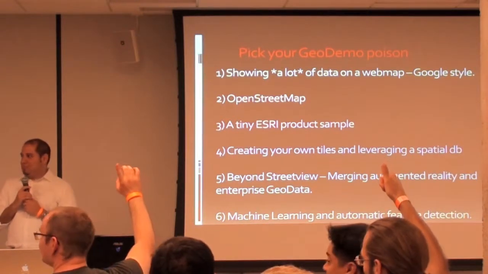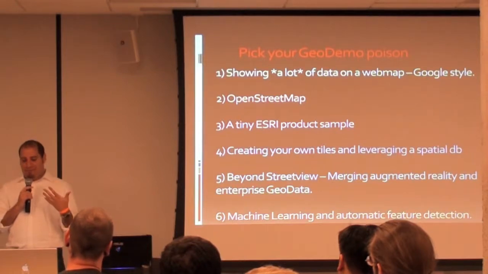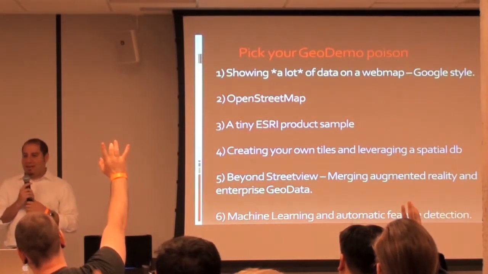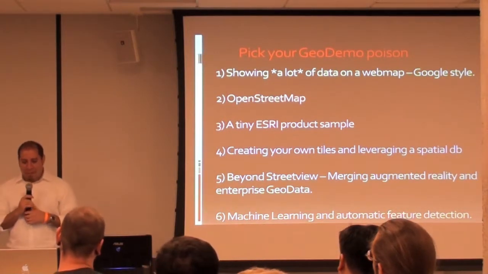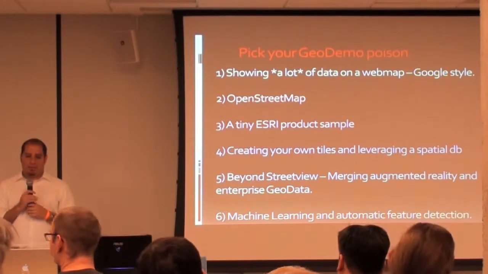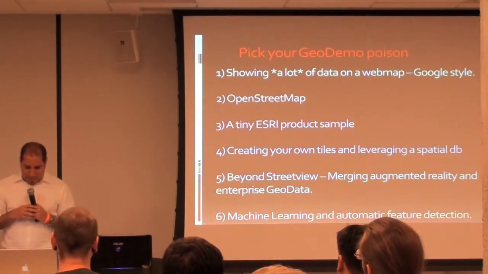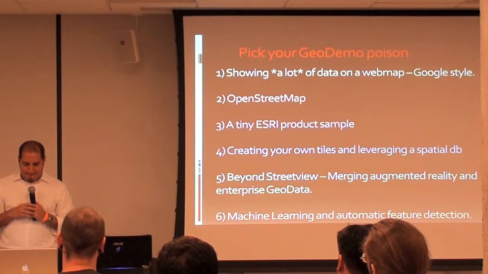How about 5? Augmented reality, enterprise geodata. How about number 6? Machine learning. Okay, all right. So let me set some of these. It looks like it's 4, 5, and 6.